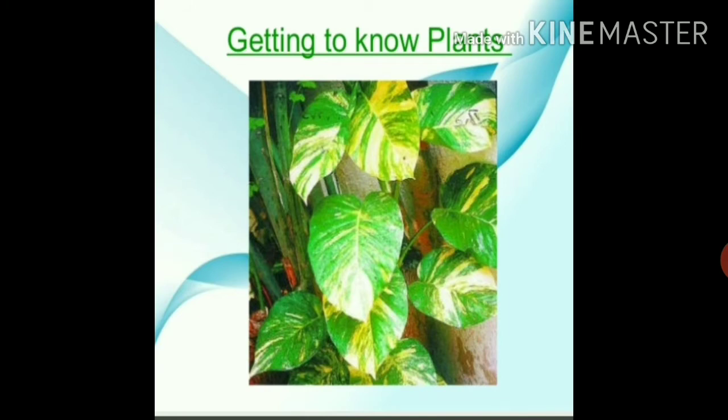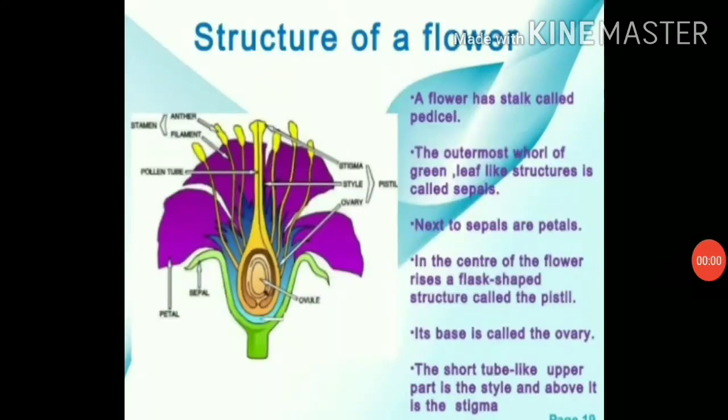So let's proceed with our topic, that is structure of flower. So students, you know that flower is the most beautiful part of a plant. Flowers are of different sizes, shapes, color and fragrance. The main parts of a flower are pedicel and thalamus, sepals, petals, stamens and pistil. So let's learn about them one by one.